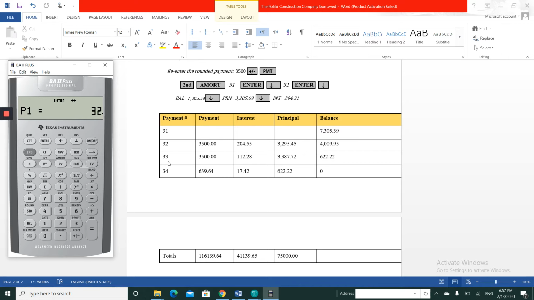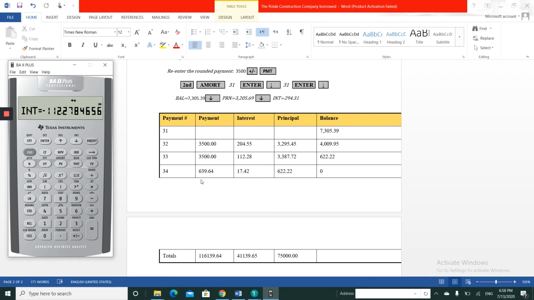For the next payment, payment number 33: P1 is 33, enter, go down. P2 also is 33, enter, again go down. You can see the unpaid balance, $622.22. Again go down. The principal repaid by this payment is $3,387.72, and the amount of interest for this payment is $112.28, rounded to the nearest cent.